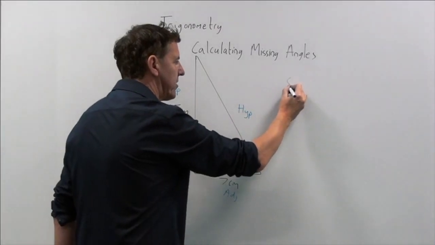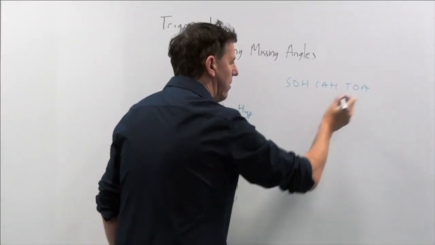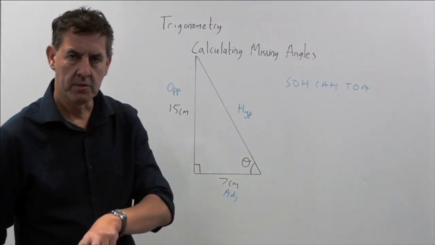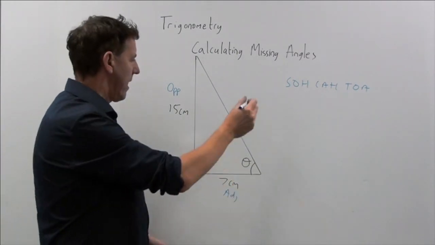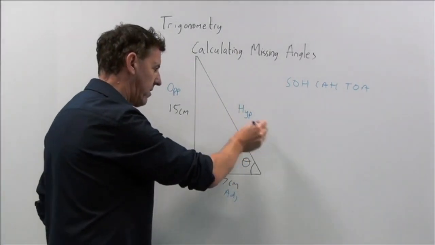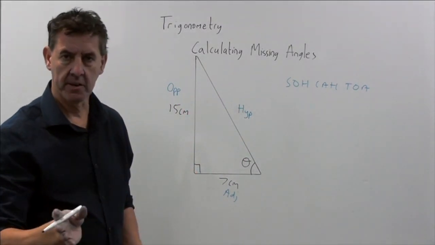So here we go again. SOH CAH TOA. What have I got to use? I've got to use the two sides that I've got. The hypotenuse I haven't got. I'm not asked to calculate it, so it's useless. So in any of those ratios, if it has the hypotenuse, you're definitely not going to use it.